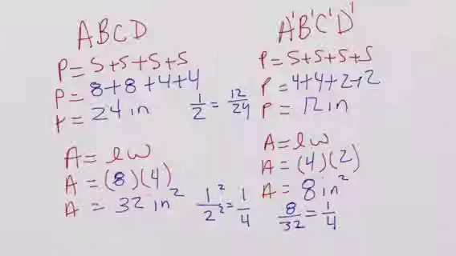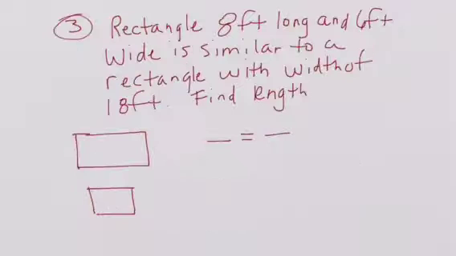multiplies to 1/2, and it does. So your scale factor for perimeter is going to be the same scale factor as your shapes, but you take that scale factor and square it, and that's going to give you your scale factor for area.